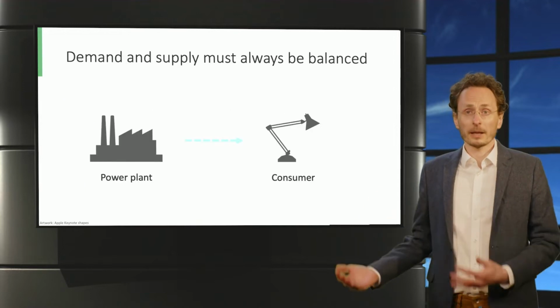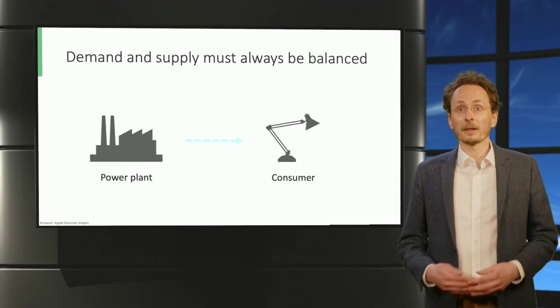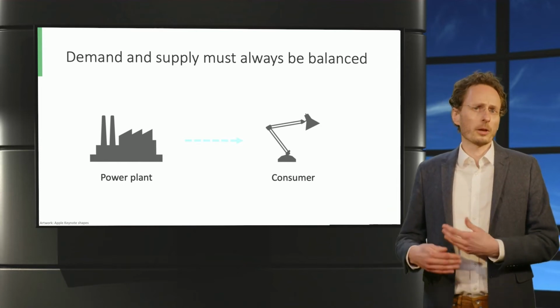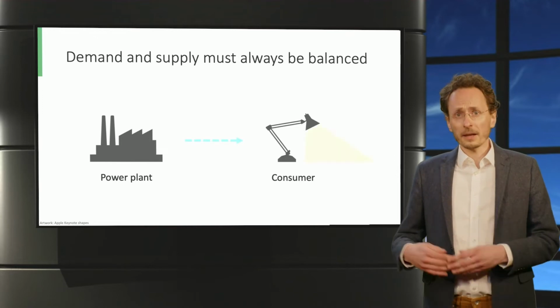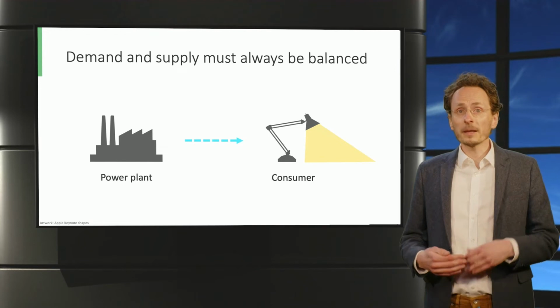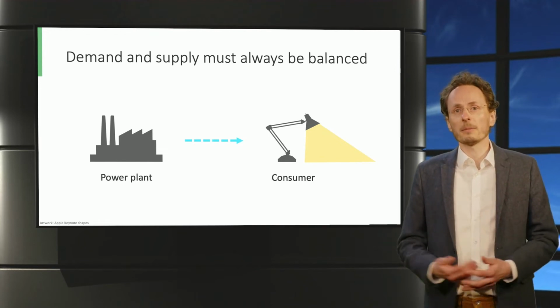Let's look at a very simple case. We have one power plant and a single source of demand. Let's say this is a lamp that I can turn on and off. At the exact moment I turn the lamp on, electricity demand goes up a tiny bit, and the power plant has to work a tiny bit harder to meet that demand.